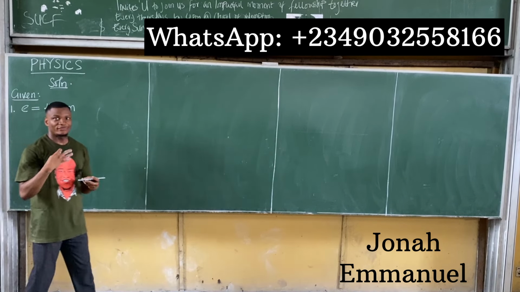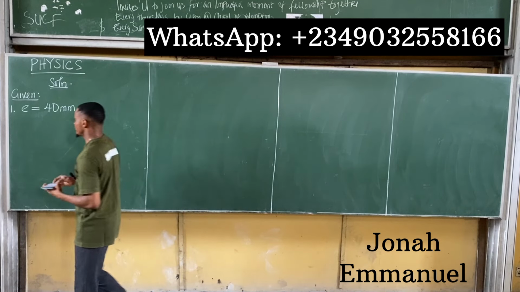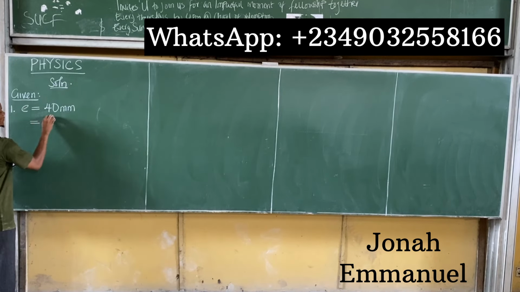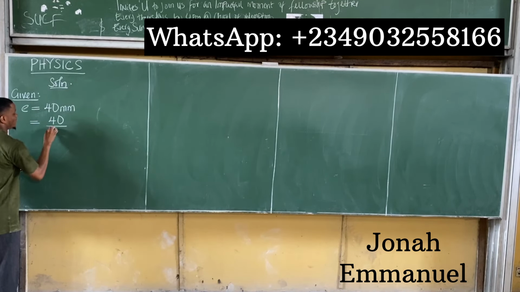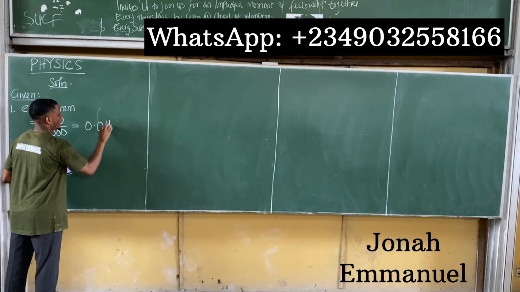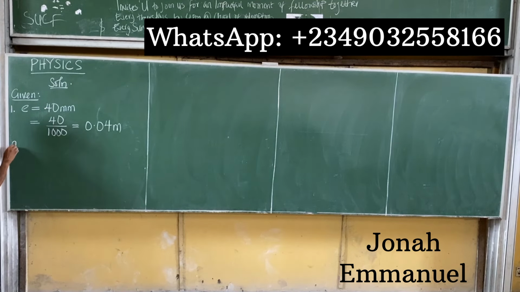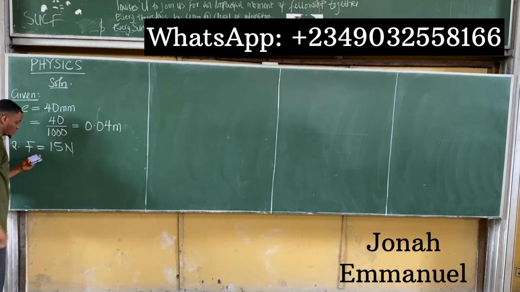Of course, I would have to convert my extension from millimeters to meters, which involves dividing this by 1,000. So divide this by 1,000. This gives me 0.04 in meters. Okay. Number two, we said a force of 15 newtons. So F is equal to 15 Newton.